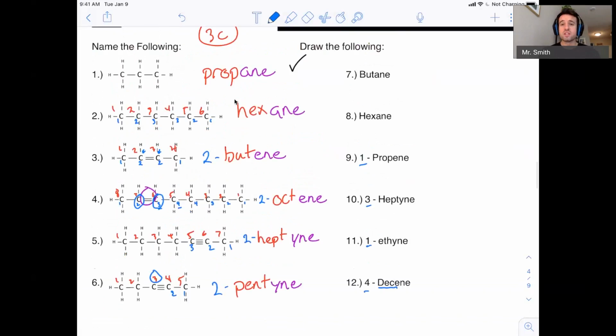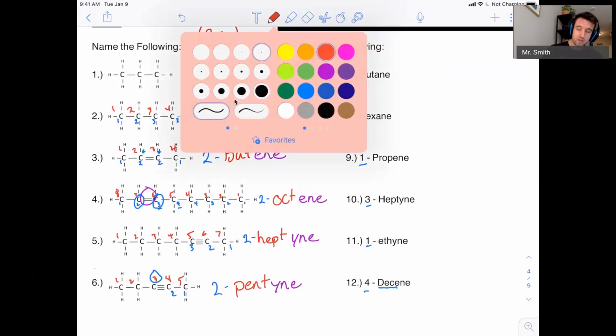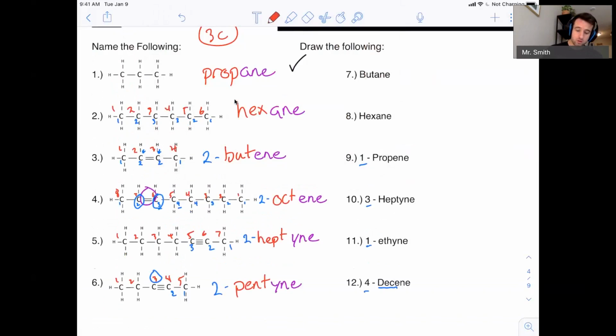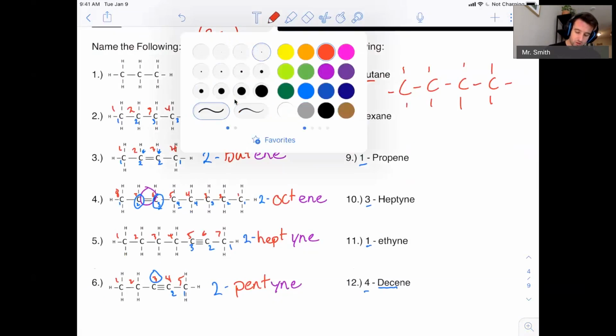Okay, a little bit different now when we've been given the names and we're asked to draw, just because there are multiple different ways to make this correct. One thing you're going to want to make sure when you're drawing is that if I've got but, that means I have 4 carbons. So then what I'm going to do next is make sure that everything has 4 bonds coming off of it. So let's take a moment just to check that.